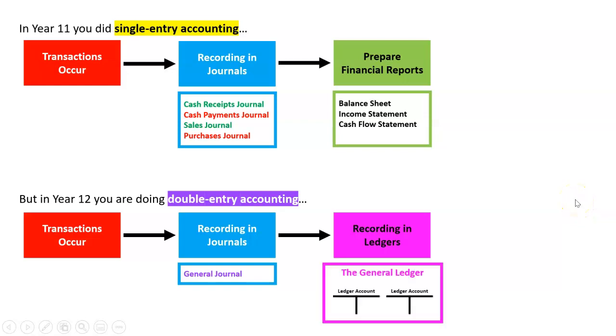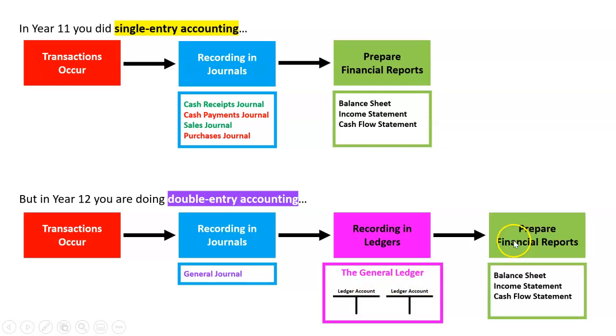We're putting all these transactions in ledgers. So we need to create what was called the general ledger, and it had all these ledger accounts, the T accounts in them. And then once we've done that, we then prepare our financial report. So it's very similar. It's just kind of got an extra step.